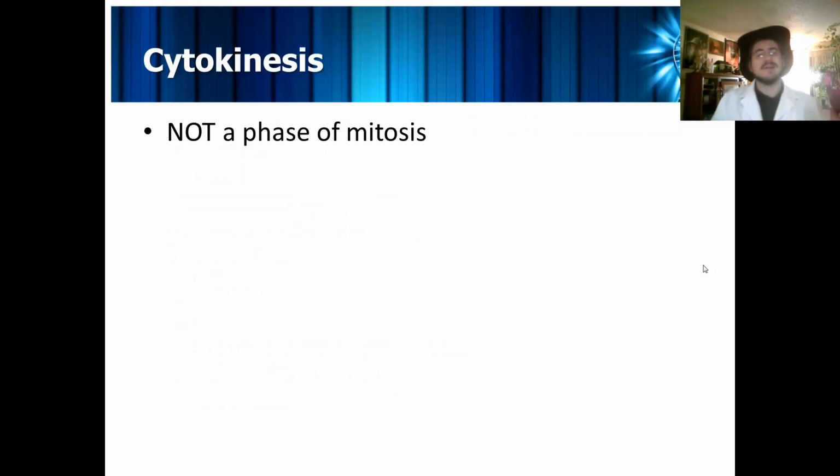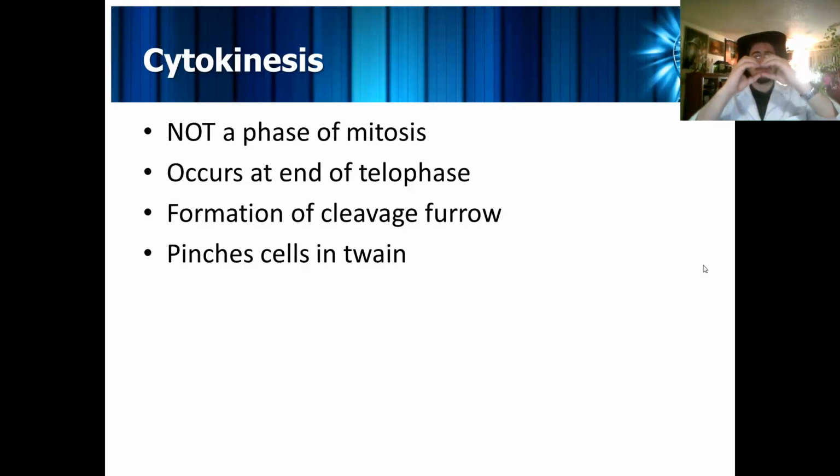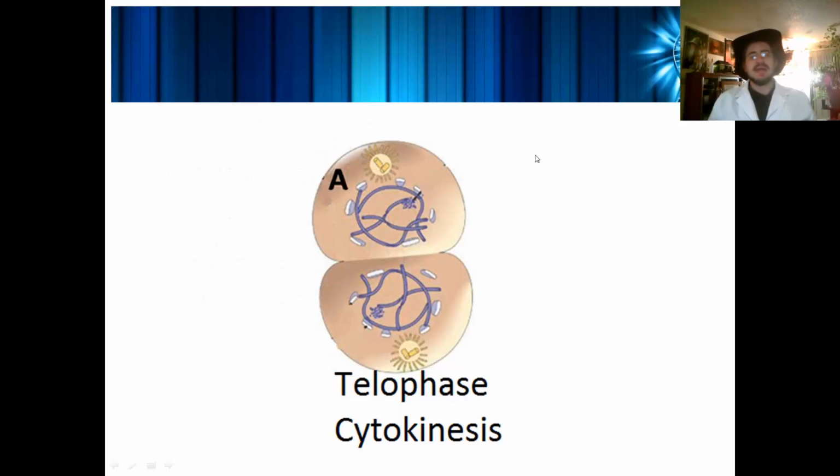Cytokinesis, as I said earlier, is not a phase of mitosis. It just occurs at the end of telophase, and it's the formation of that cleavage furrow. Here we go. Now I've got a cleavage furrow. And then that pinches the cells, and because I was being ridiculous when I wrote this lecture, I decided to use twain again because I just like the word twain. It pinches the cells in two. In twain! And you have two complete identical cells.